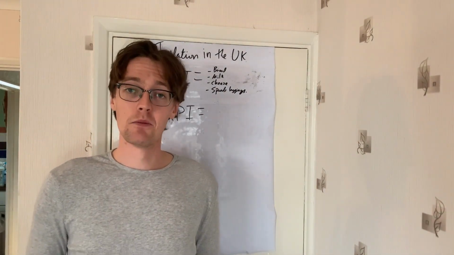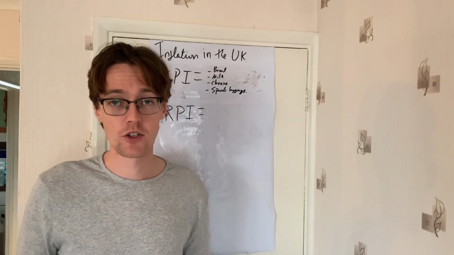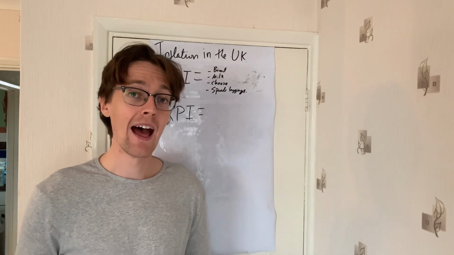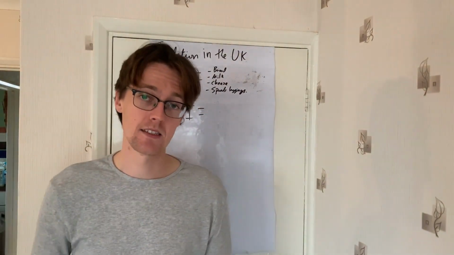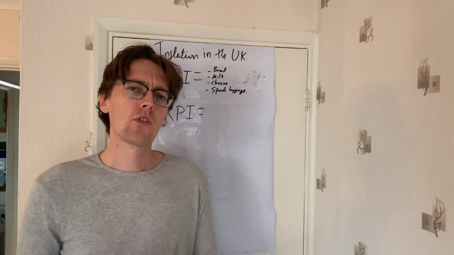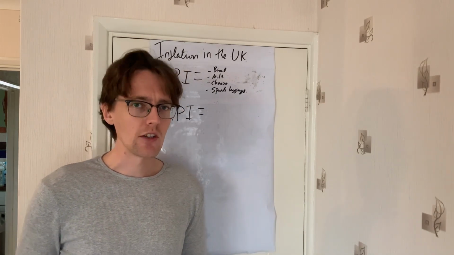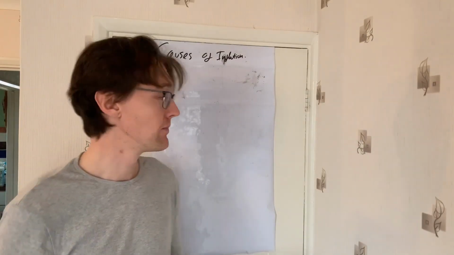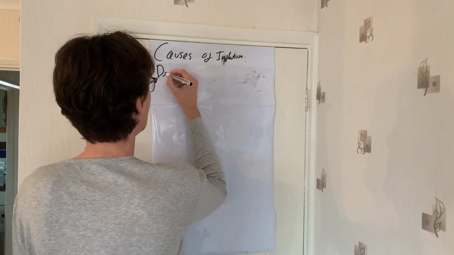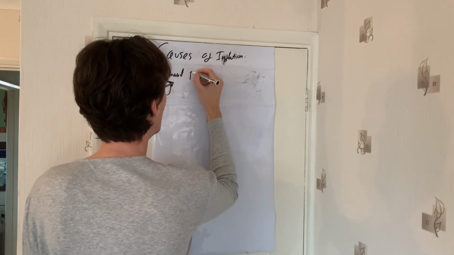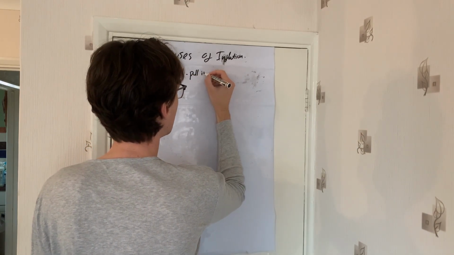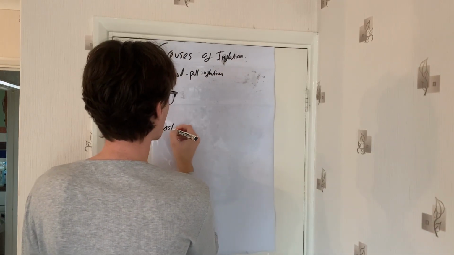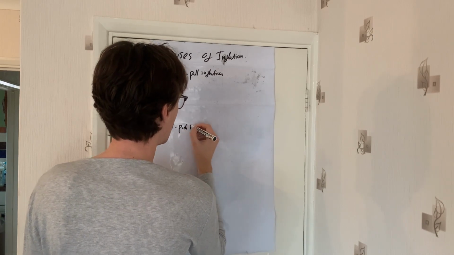So in the UK at the moment, we have very high levels of inflation, around 8% to 10%, depending on the month you want to take a look at. And that is obviously based on these indexes that we look at. Why is that? What's going on here? What is causing this inflation? So there are two primary causes of inflation. The first one is what we call demand pull inflation. And the second one is cost push inflation.